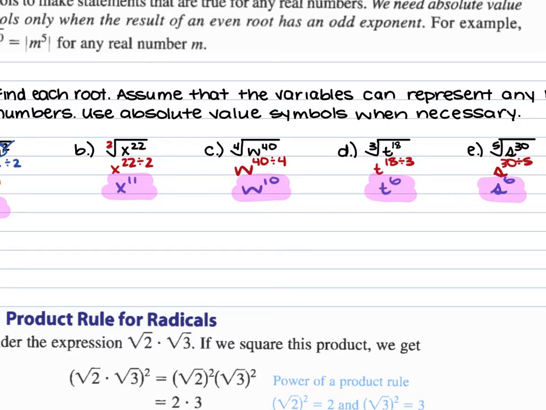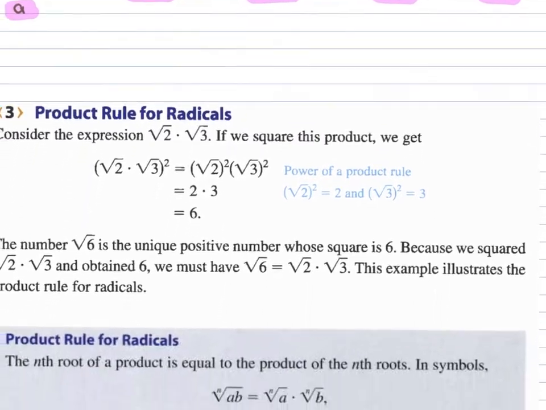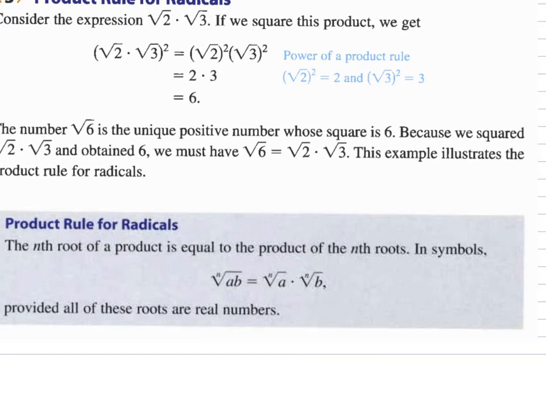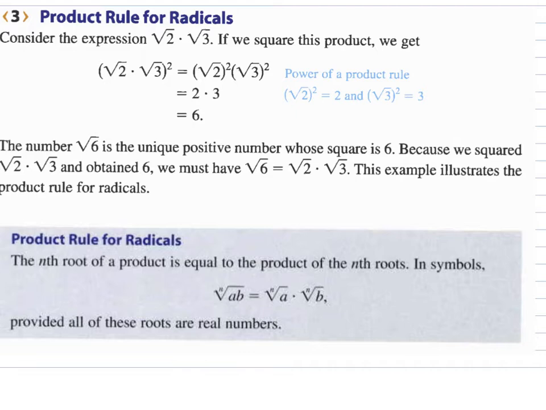The next part of this lesson that we're going to be looking at is our product rule for radicals. When we are multiplying radicals, as long as the index is the same for the radicals, we can multiply what's underneath them. And then again, if the radical is raised to a power, if the index and the power are the same, they cancel each other out.